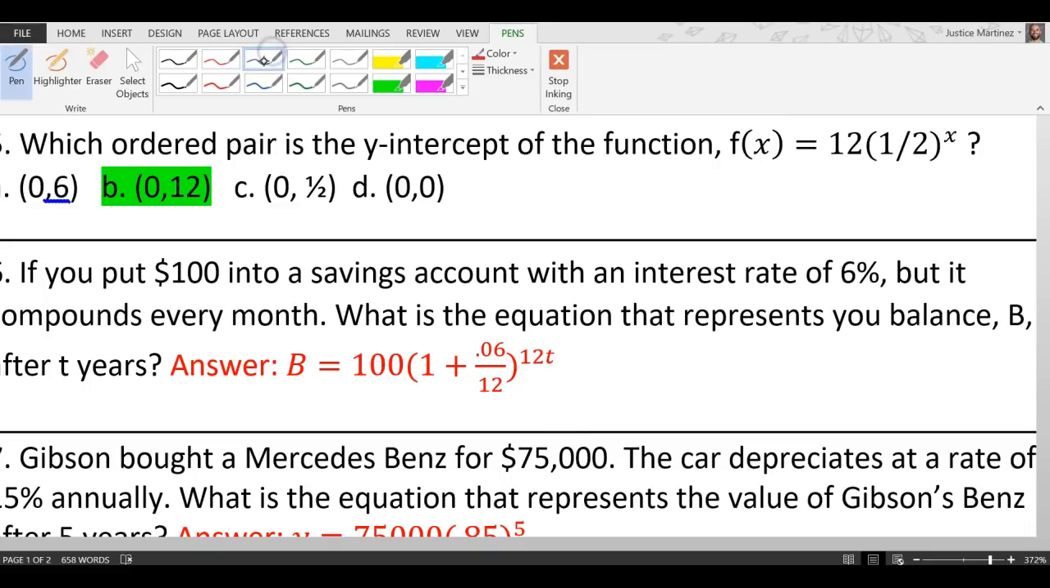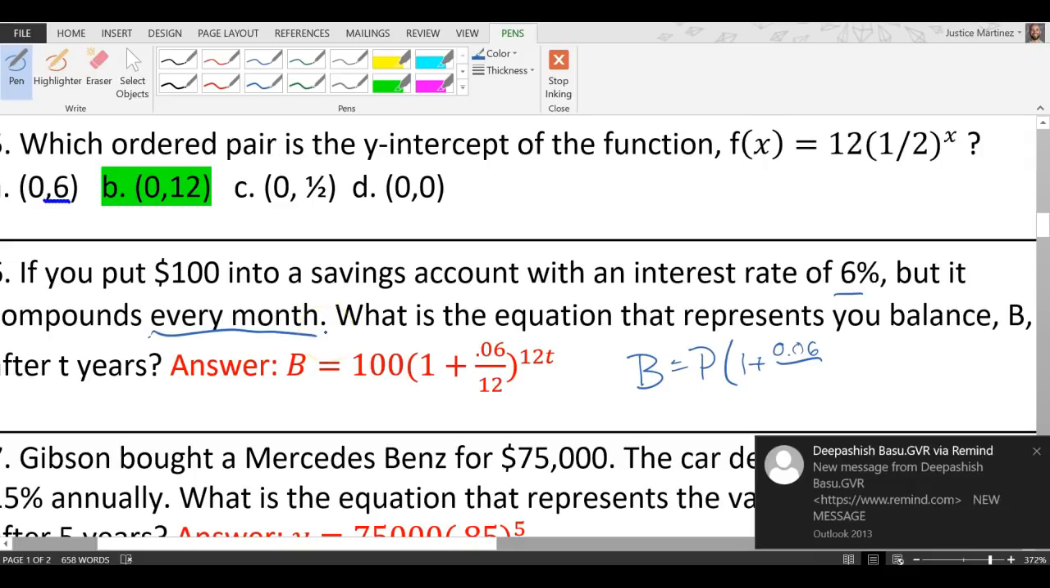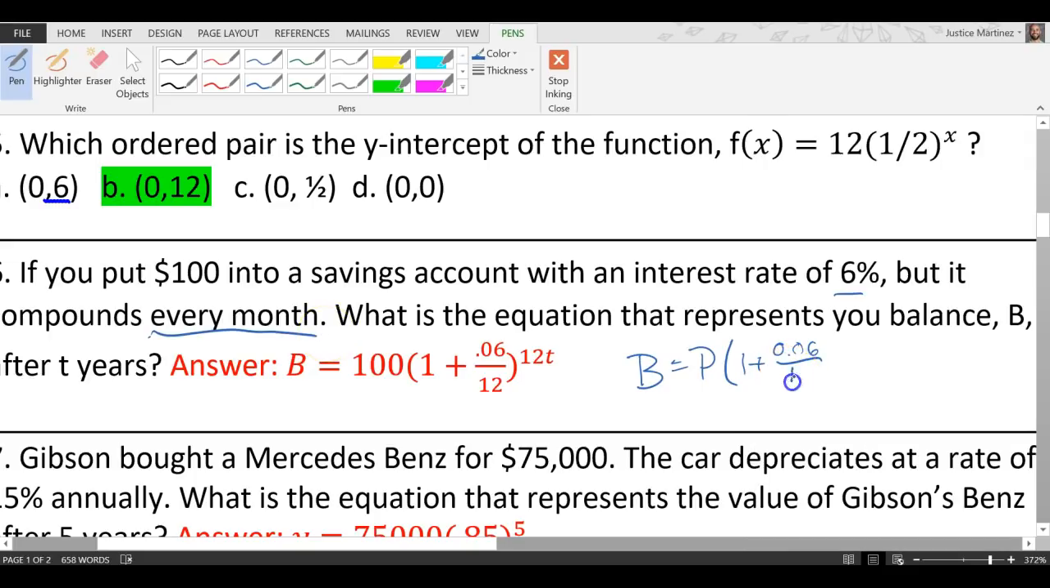Now here, in order to do this, let me do this in blue, I put it in the simple form. B, or the balance, is equal to the principal, which in this case is $100, the beginning amount, times 1 plus 0.06, because that's the rate, divided by the number of times it compounds per year, raised to the 12t power. And the only thing here is I would put 100 for the principal.